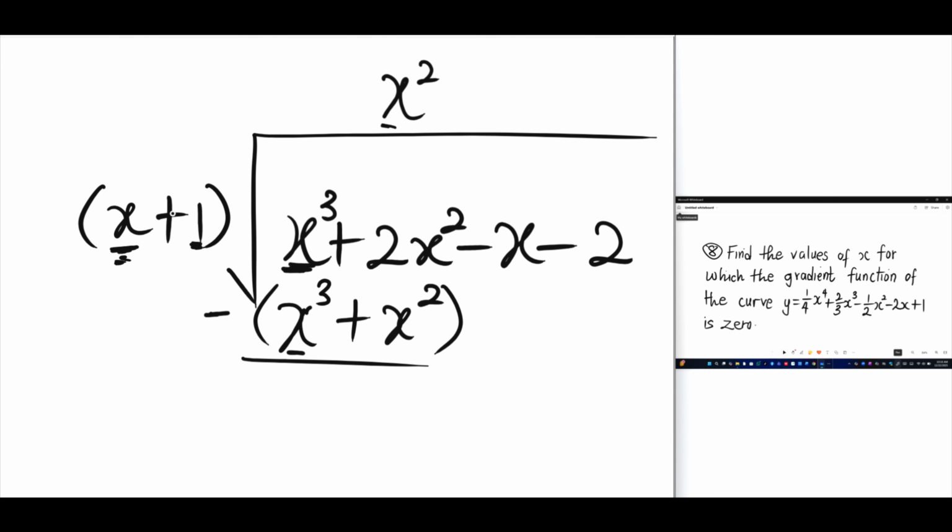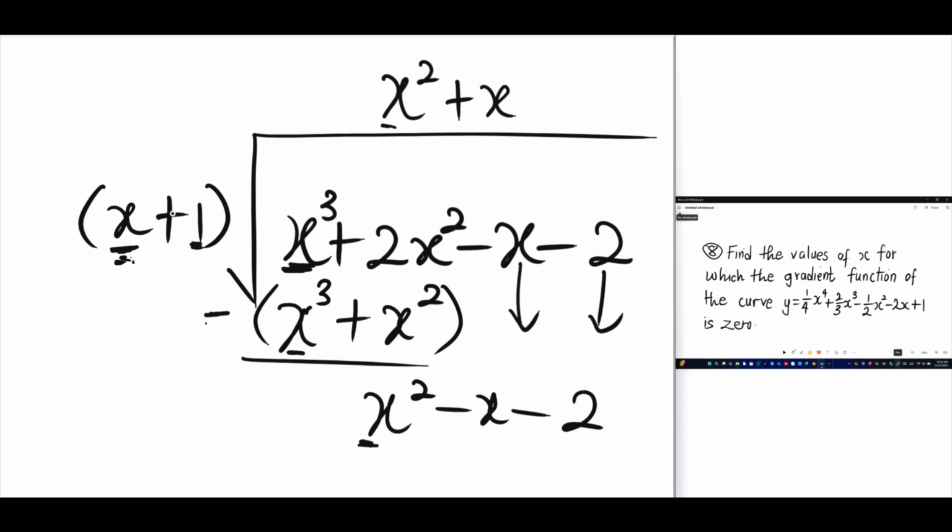Then you come to the other side. We have 2x squared minus x squared, and we are going to get the result to be x squared. All right. Then you have to bring down these terms, so we have minus x, then minus 2. All right. Then we continue to divide. We are going to apply the same rule. Now we are going to divide the x squared, that's the leading term of the remainder, by the leading term in the divisor. So when x squared is divided by x, we are going to get a result of x.